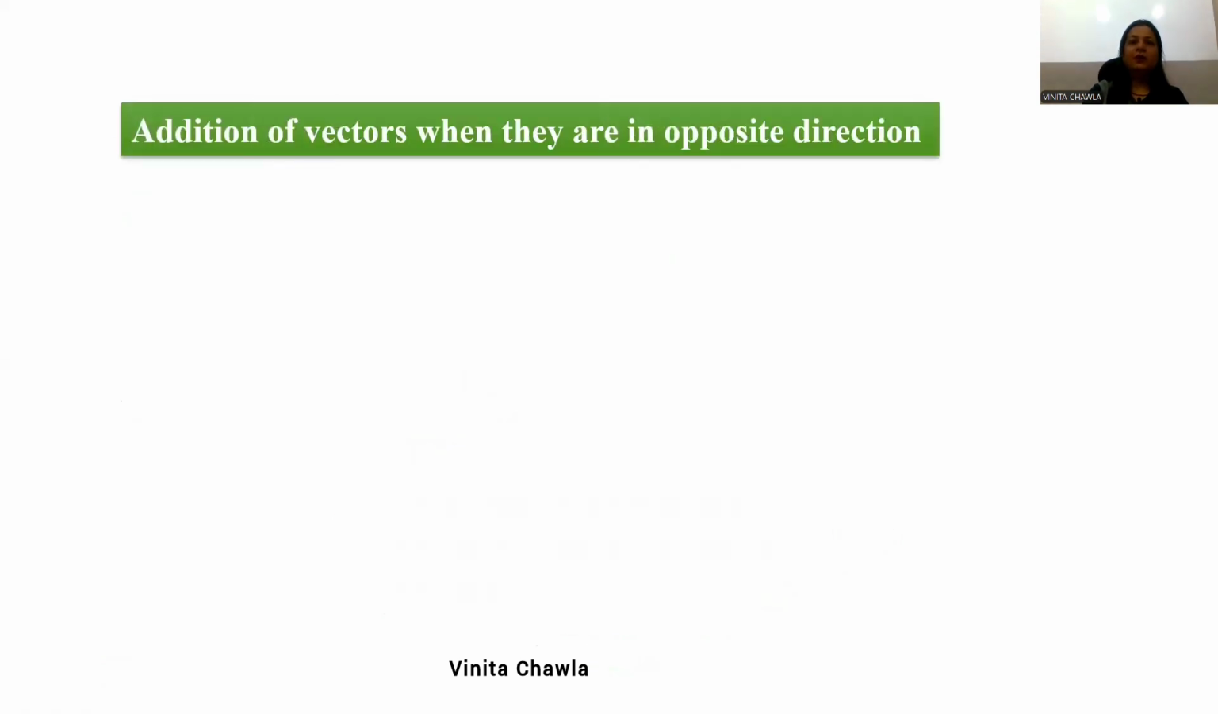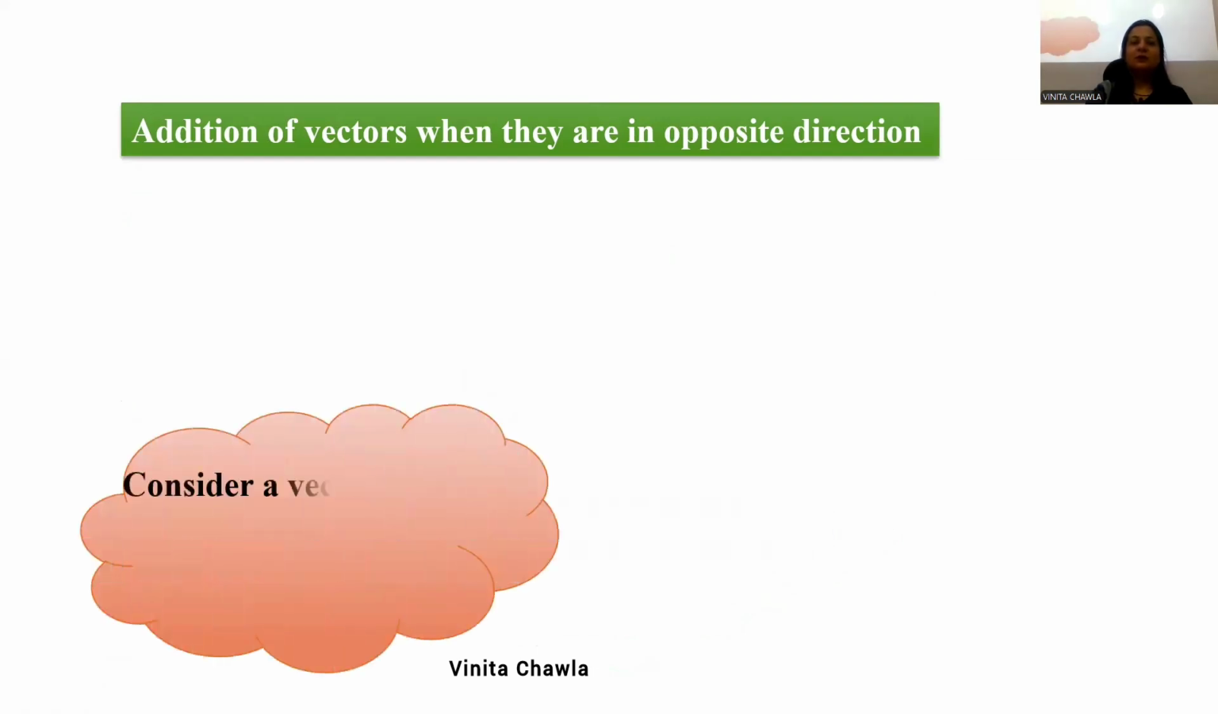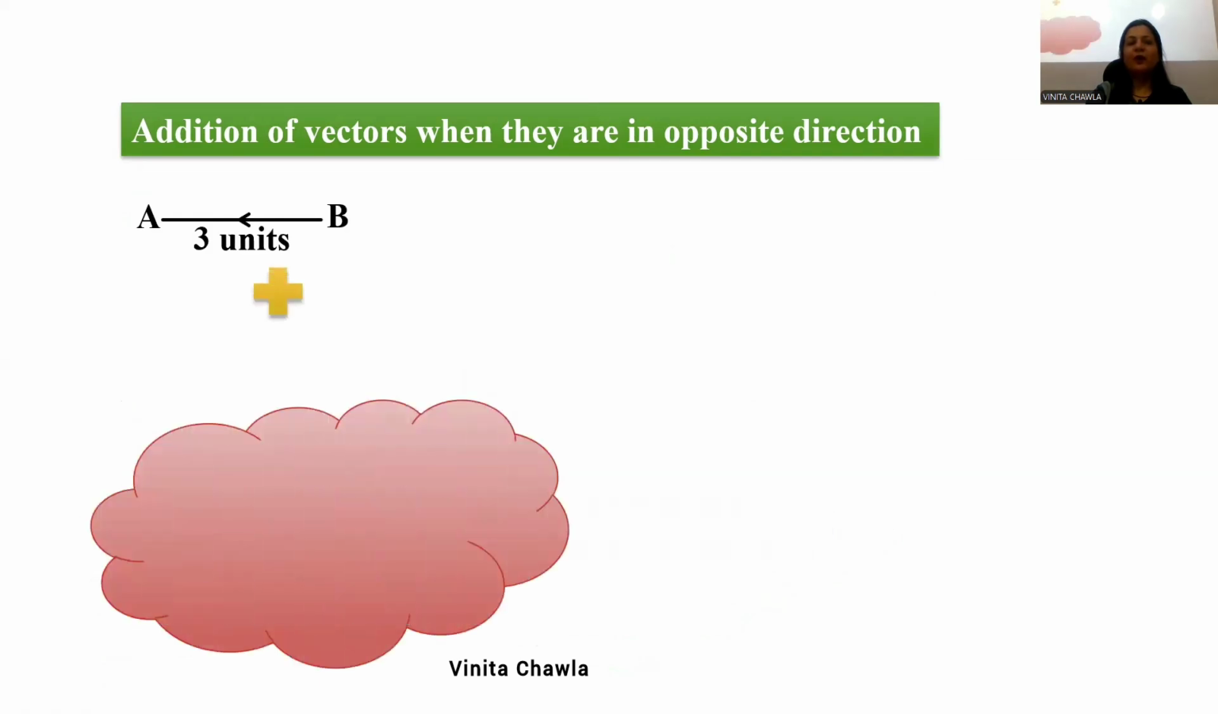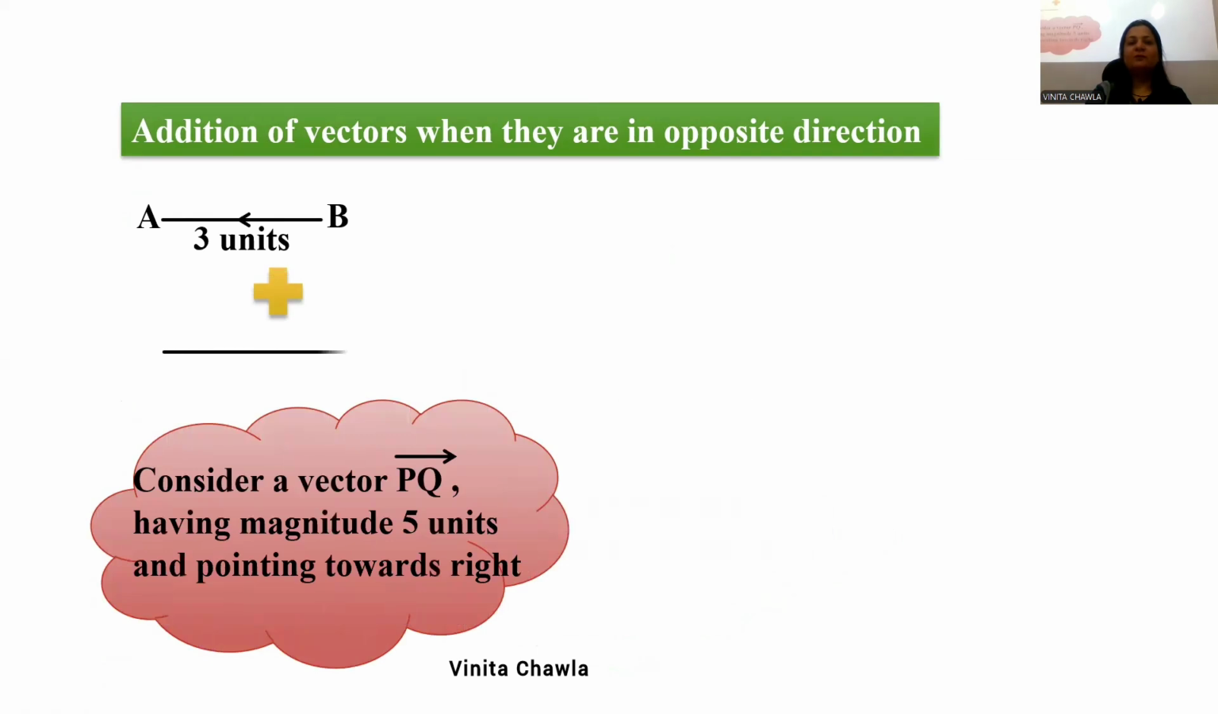Okay. So addition of vectors when they are in opposite direction. So for two vectors which are pointing in opposite direction, let's consider a vector AB having magnitude 3 units, it is pointing towards left. And we have one more vector, vector PQ, it has magnitude 5 units and it is pointing towards right. Then when we subtract these two vectors, we get a resultant vector with a magnitude equal to the subtraction of the magnitudes of the individual vectors.